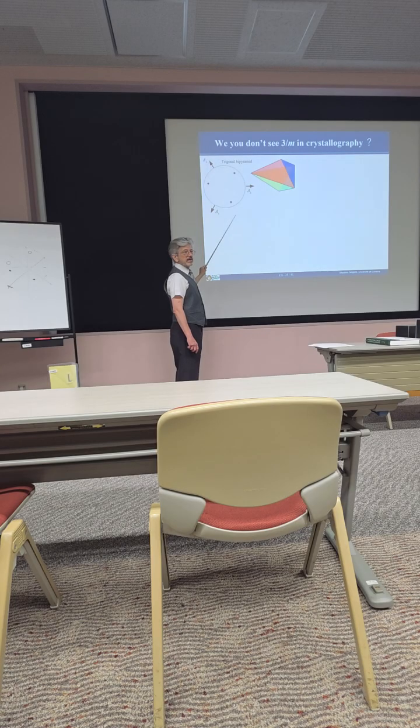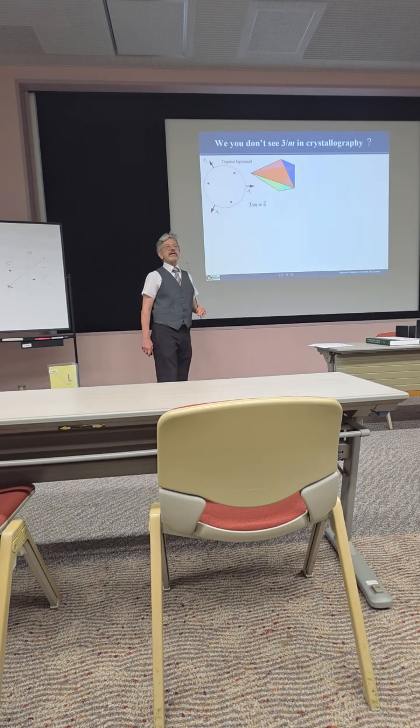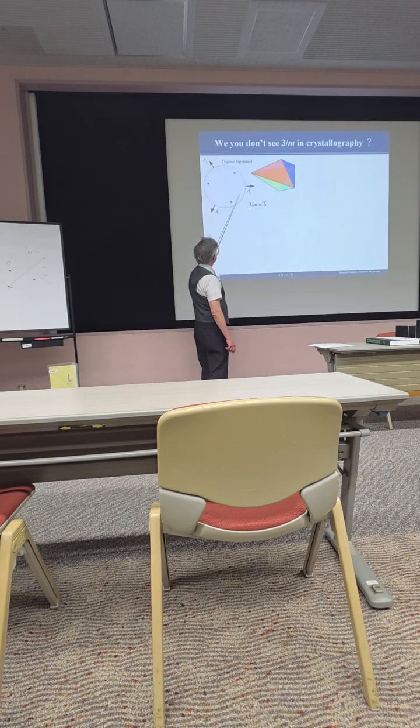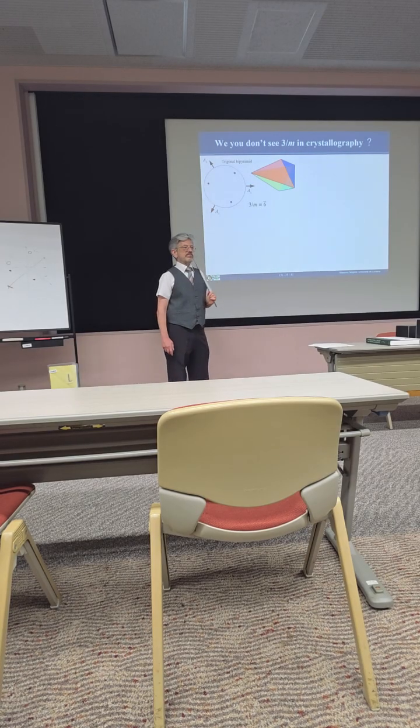120 degrees, then you go down because you have a mirror. This is never expressed as 3 over m. This is expressed as a 6 bar. 60 degrees inversion, 60 degrees inversion, 60 degrees inversion, and so on. So we have 2 possibilities. But we never use this one. We only use this one. Why?